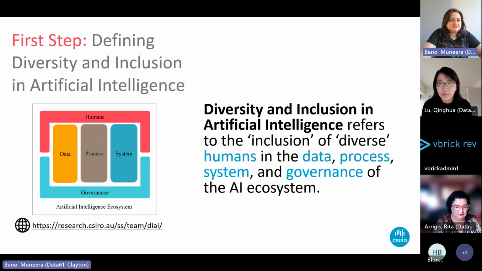The first step, defining diversity and inclusion in AI, was taken up by our team lead, Didar Zohri, who along with the National AI Center's think tank on diversity and inclusion in AI, all came together. There were rounds of iteration on what D&I in AI would look like. Here you can see that there are 5 pillars within the AI ecosystem, and diversity and inclusion in AI refers to the inclusion of diverse humans in all these 5 pillars: data, process, system, and governance. The AI ecosystem is the context where any particular AI system is going to be implemented, and all these 5 components need to be addressed.